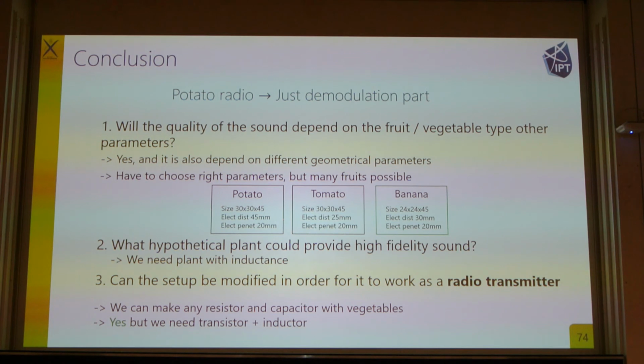Its quality depends on different geometrical tolerances. This is our best fruit, banana is the best. We need the inductors. So this is what we needed, and yes, we can possibly do the radio transmitter.